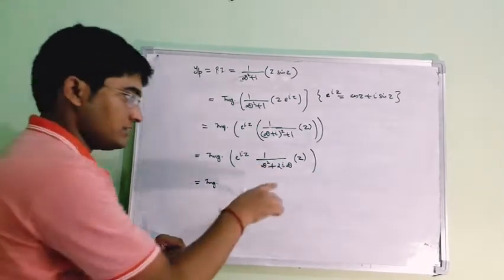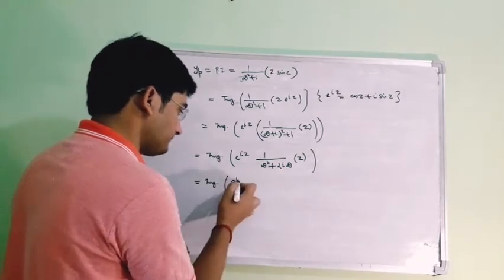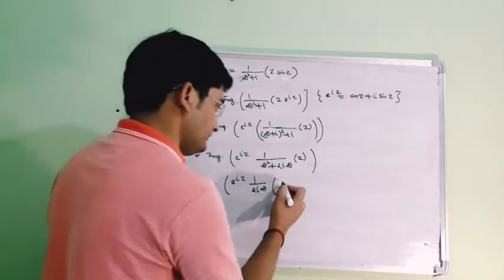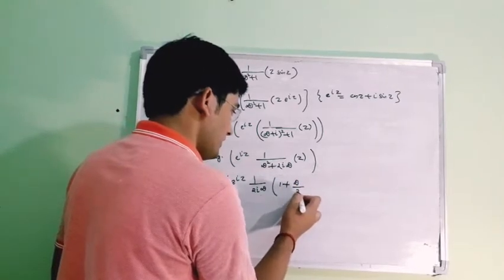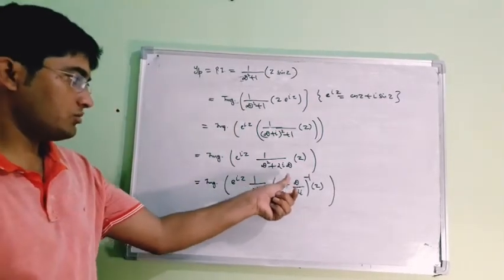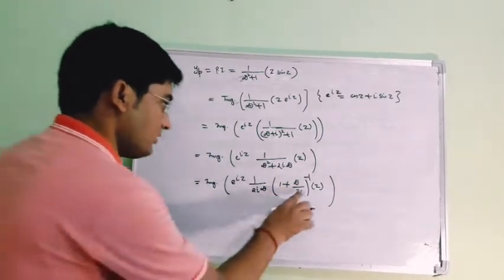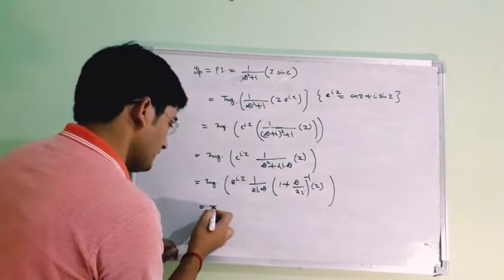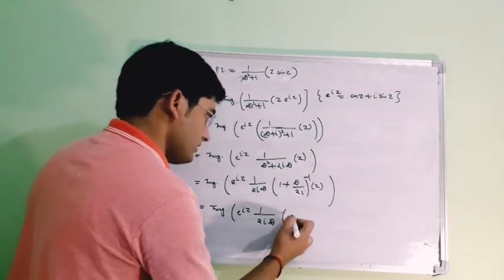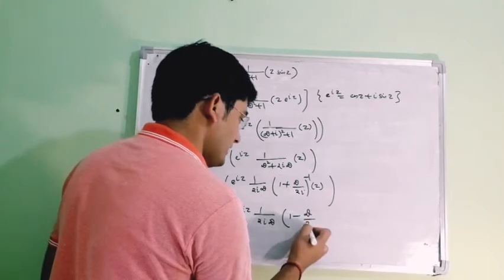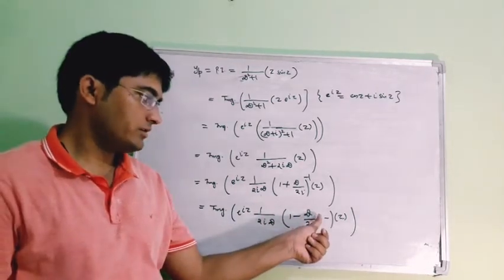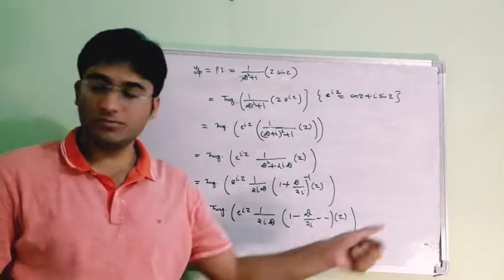Now we will use the binomial expansion. For that, let us take 2iD common. Now in the bracket we will have 1 plus D upon 2i, as we have taken 2iD common. Now 1 upon i means minus i. Now if you use the binomial expansion, then we will get 1 minus D upon 2i and then the higher powers. As we know that the double derivative of z is 0, so all the remaining terms will vanish.